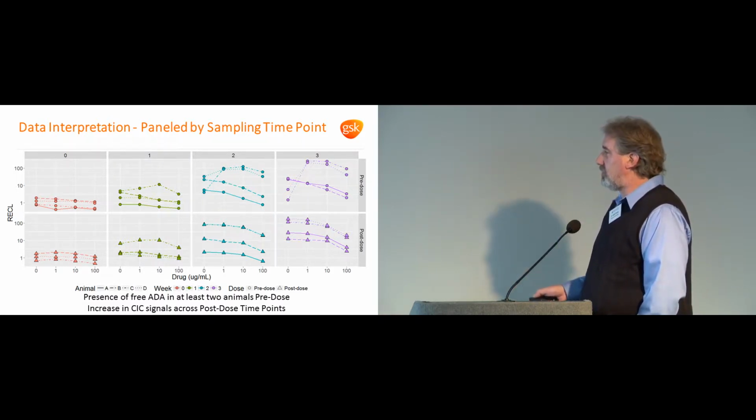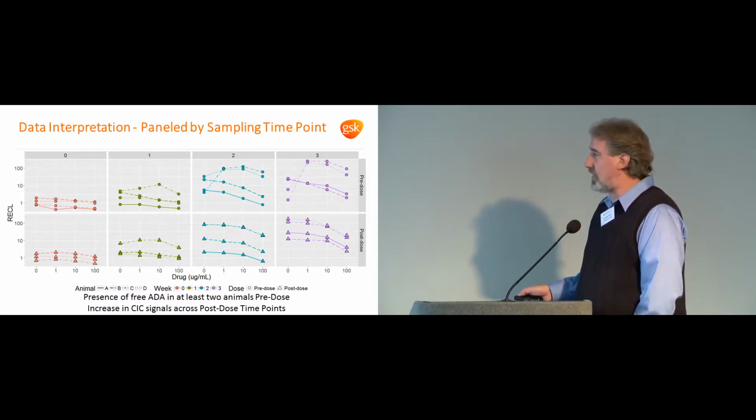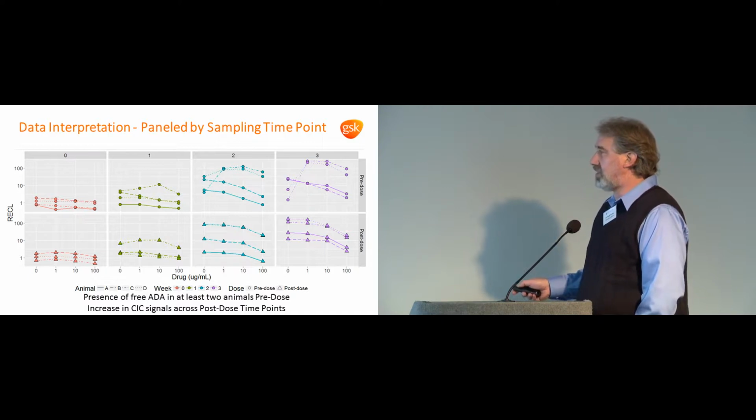At week 2, again, here's animal A, here's animal B. Animals A and B were the 2 normal animals. They had the mild reactions. They have the lowest immune complex responses. Animals C and D had the highest immune complex responses, and interestingly enough, they were the ones that had the adverse reactions. And you can see pre-dose is where we get that increase in signal. We know that there's free ADA in these 2 animals, whereas animals A and B, no indication of free ADA.